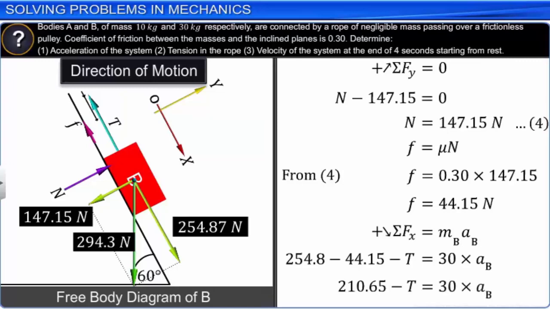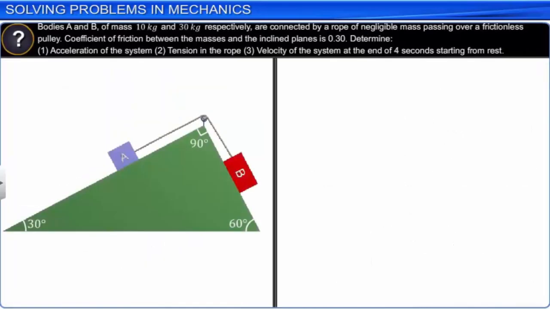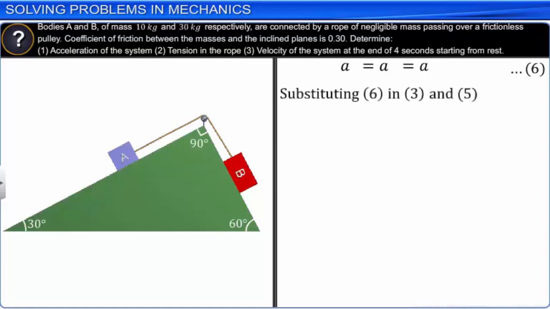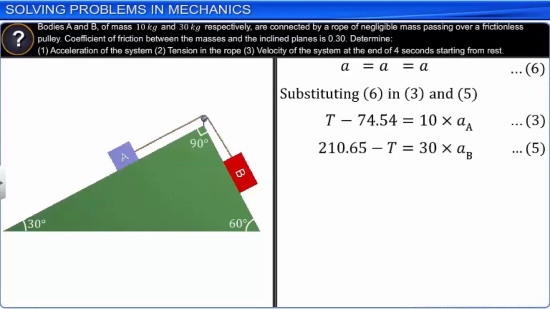Since A and B are connected to each other with a rope, the magnitude of their acceleration is equal. Substituting equation 6 in equations 3 and 5, we get T minus 74.54 equals 10a as equation 7, and 210.65 minus T equals 30a as equation 8.